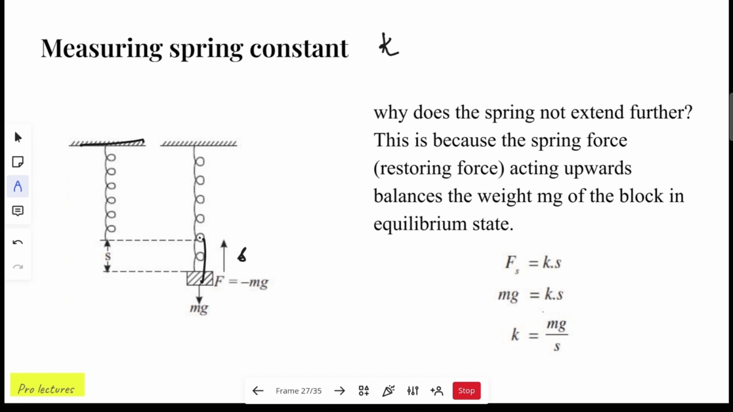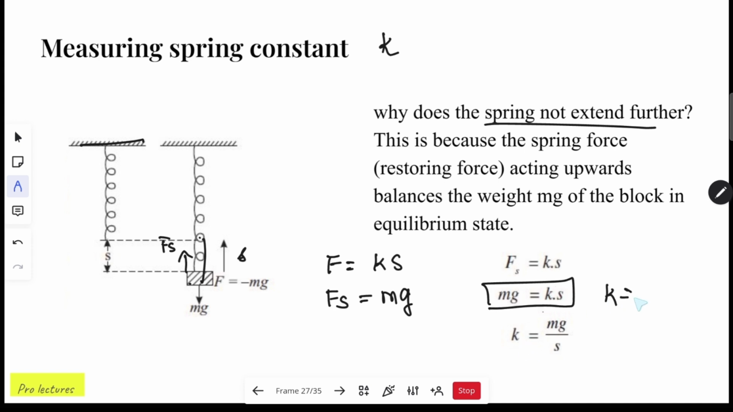If you notice for some time and leave it like that, this block will extend only to a certain point. It won't extend further. Why does it not extend further? This is because at this point, the restoring force Fs acting upwards balances the weight mg. So F is kx, and in this condition the force Fs is equal to mg. So if you equate, we get k is equal to mg by s. This is the spring constant k.